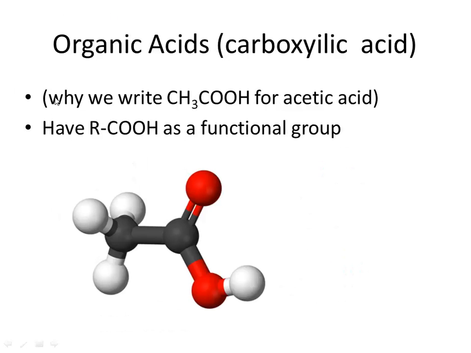Organic acids or a carboxylic acid is a C double bonded to O and then an OH on there. So this is actually not an alcohol. When you have a double bonded O there, it becomes an organic acid, a carboxylic acid. So this here would be called ethanoic acid or acetic acid.